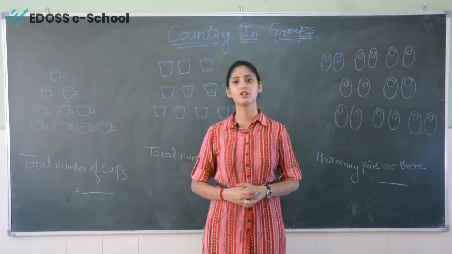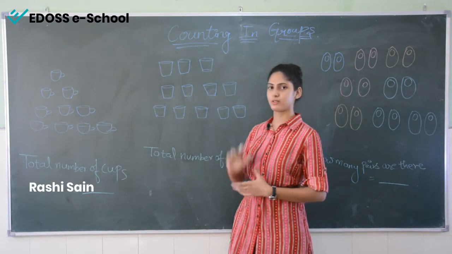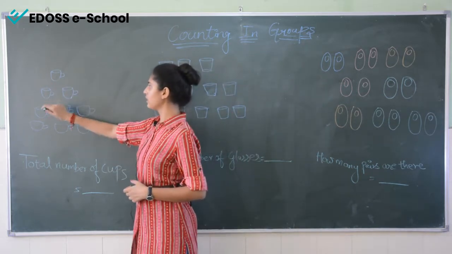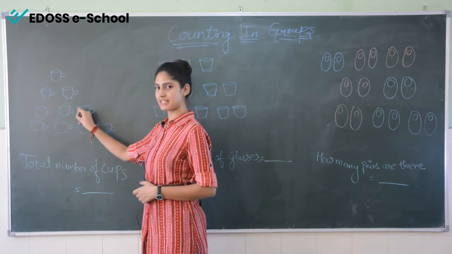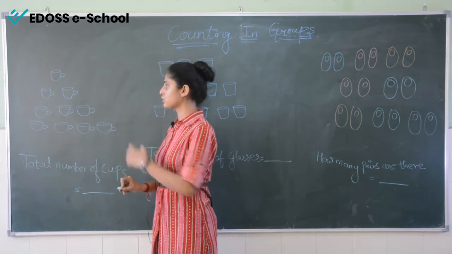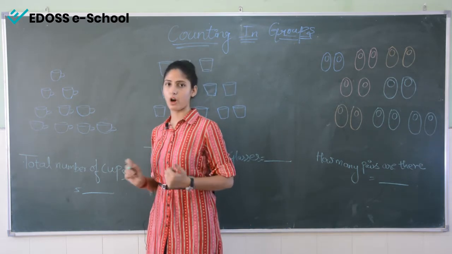Hello students, today we'll start a new chapter of class 2, that is counting in groups. So let's count the number of cups here. 1, 2, 3, 4, 5, 6, 7, 8, 9, 10. So total here are 10 cups. But if we have to count in groups, how will we count?